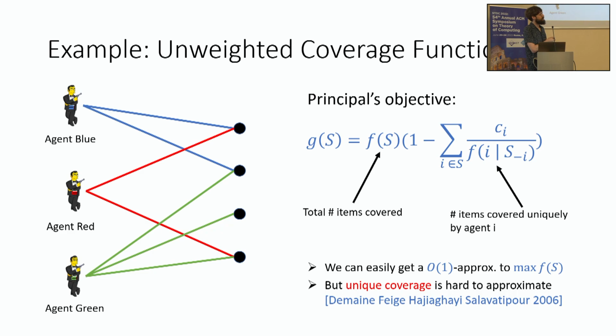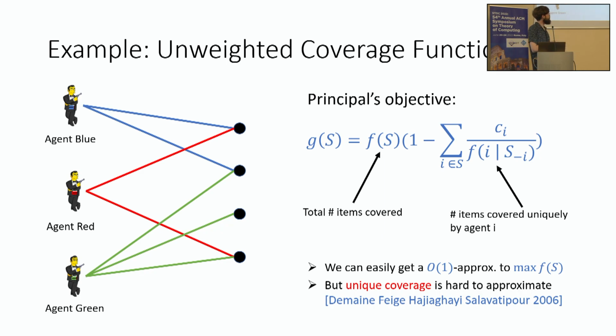But then we want to make their marginal contribution large. And what's the marginal contribution of an agent? That's really just the items covered uniquely by an agent. So that's kind of the two forces here: covering, but not so many overlaps.